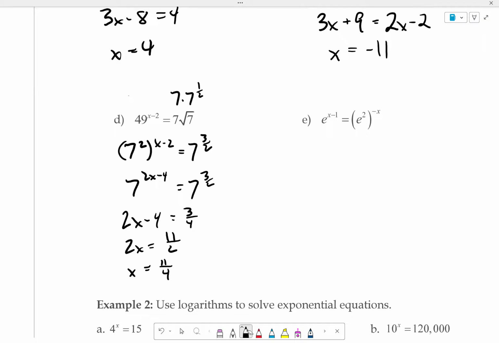Oh, that's my bad. That should be 3 over 2, shouldn't it? Thank you. I think it's a 3 over 2. I just messed up. Any questions?